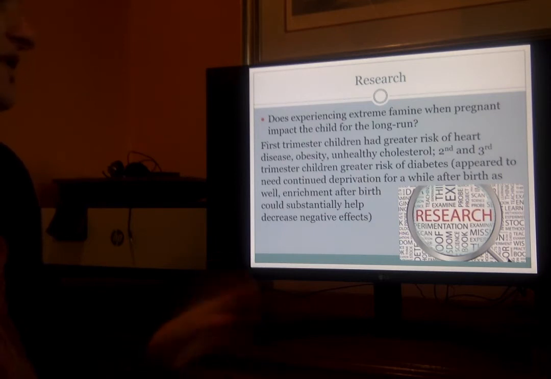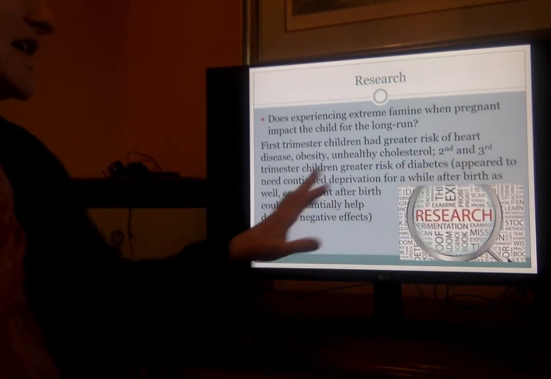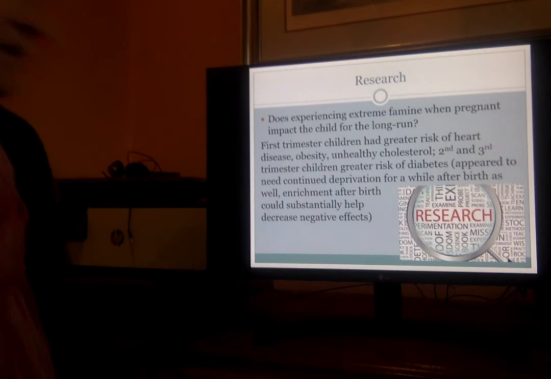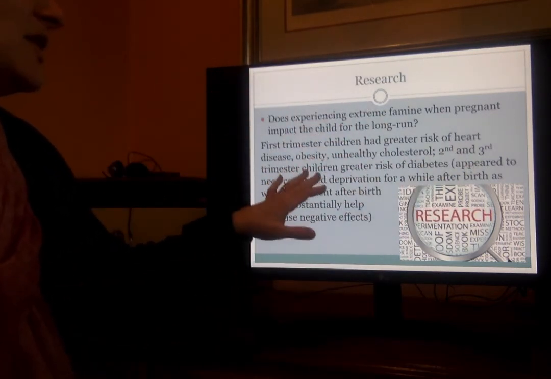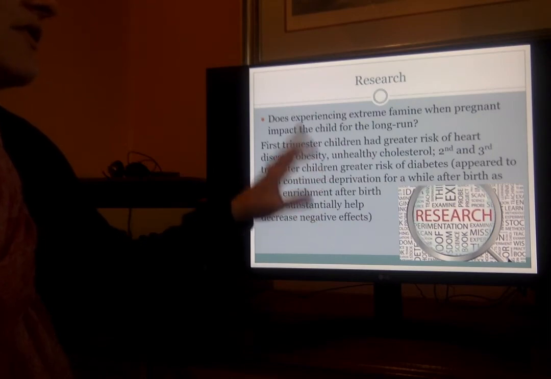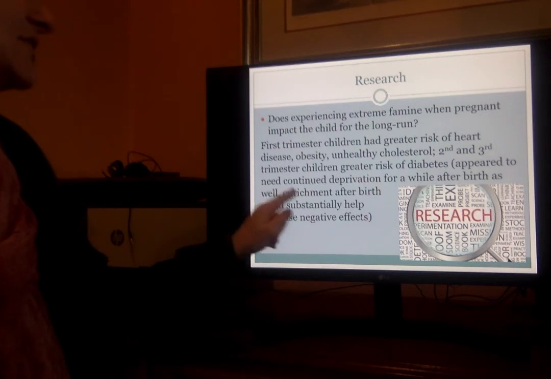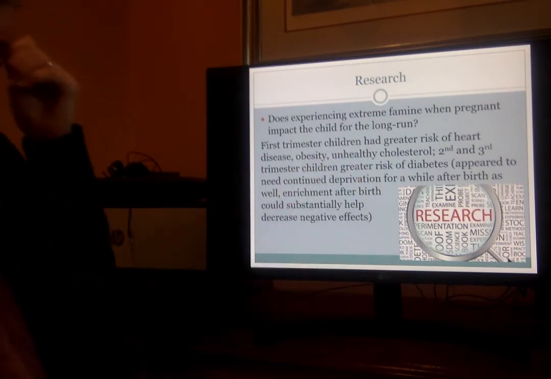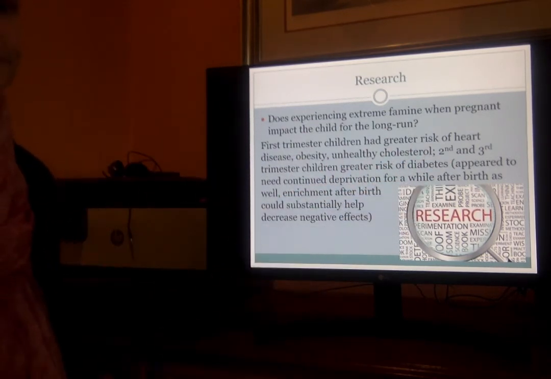Enrichment after birth could substantially decrease negative effects. What this means is that if they did not have continued deprivation after birth, and they had immediate enrichment after birth, even if in their second and third trimester they had experienced quite a bit of famine, they could recover very, very quickly. If, however, they continued to experience deprivation for a while after birth, then we saw these risks increase.